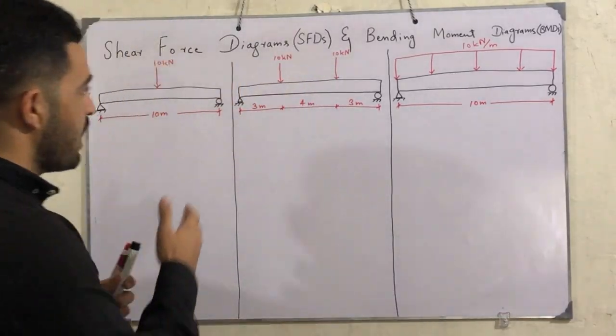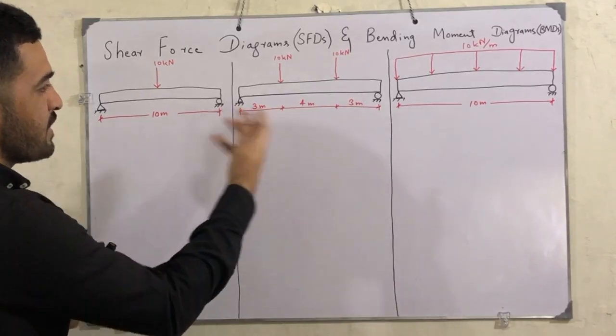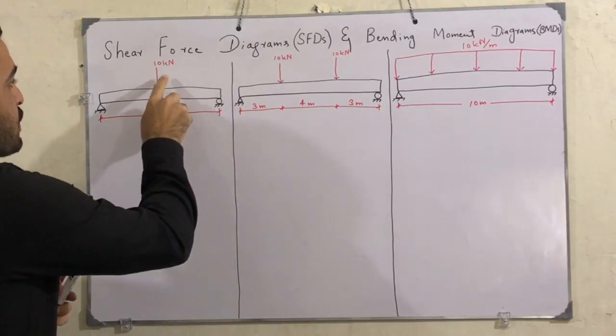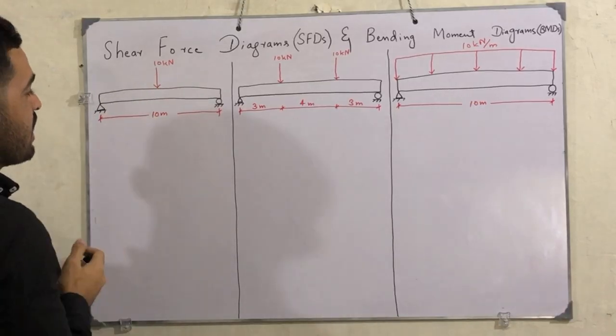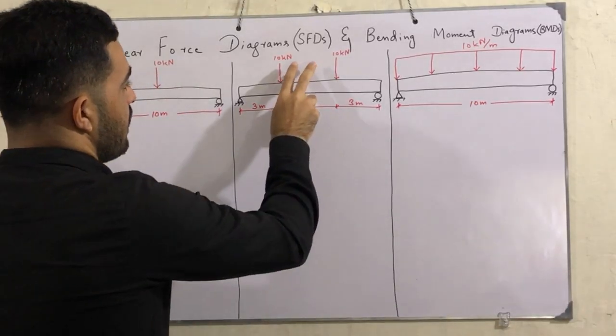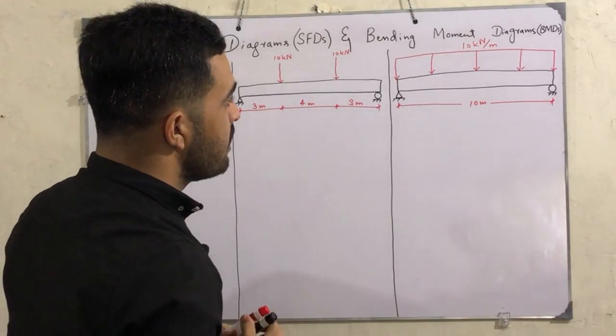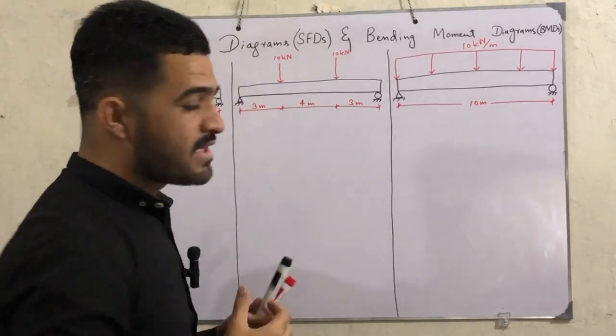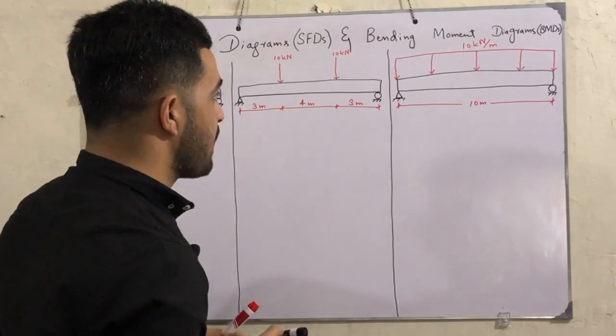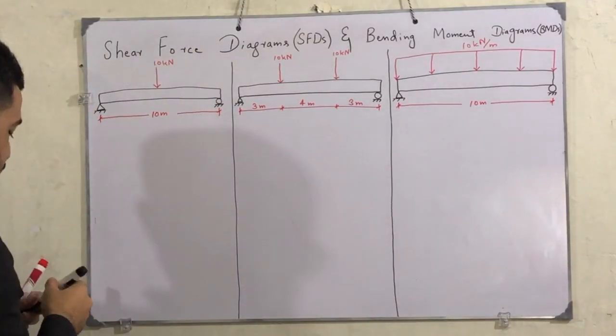So as you can see, I have drawn three simply supported beams. On the first beam, a single point load is applied. On the second beam, 2 point loads are applied, and on the third beam, a uniformly distributed load, UDL, is applied. So let us get started with the first beam.